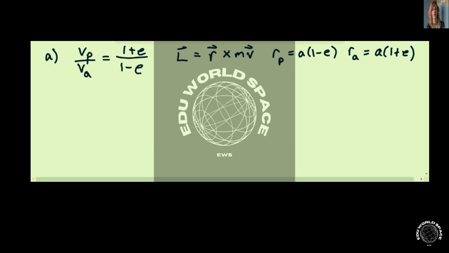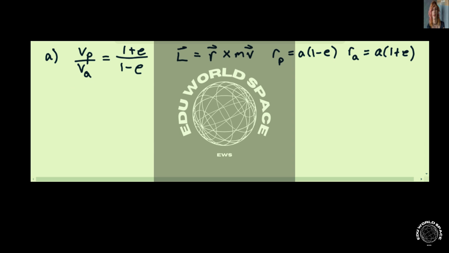In this problem, we're going to be deriving some formulas for the velocity at perihelion and aphelion of an object in orbit using conservation of angular momentum and conservation of energy. So for the first part, part A, we're trying to prove this equation given right here for the ratio of the velocity at perihelion, Vp, over the velocity at aphelion, Va. Try to prove that it equals 1 plus e divided by 1 minus e.